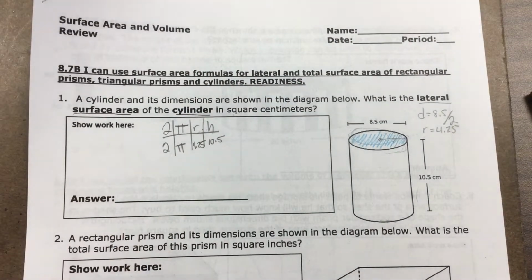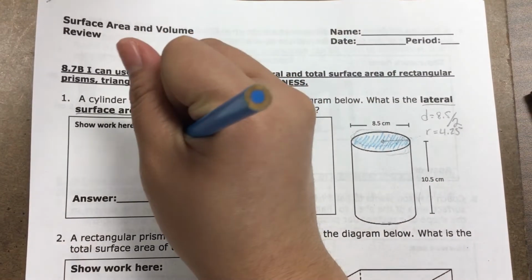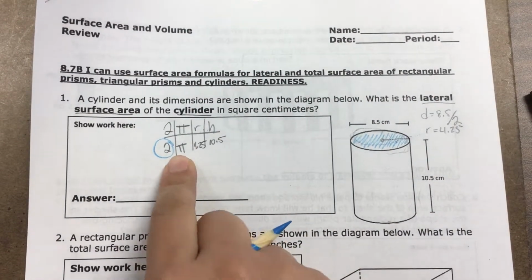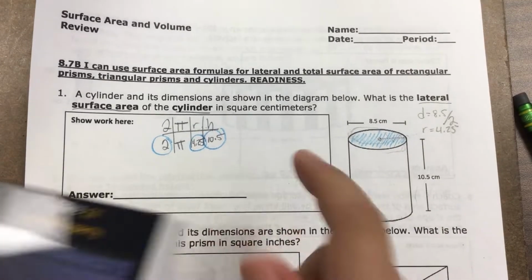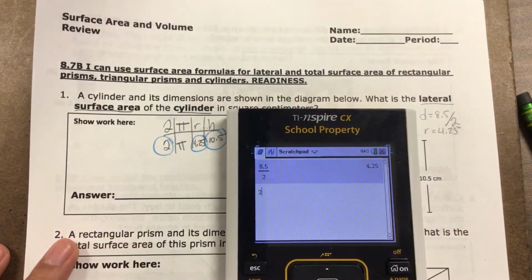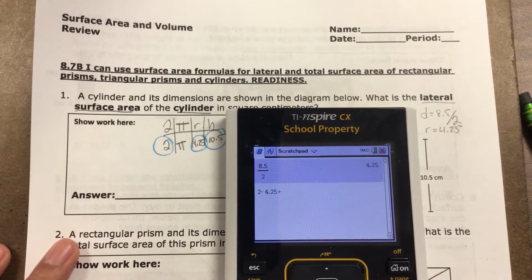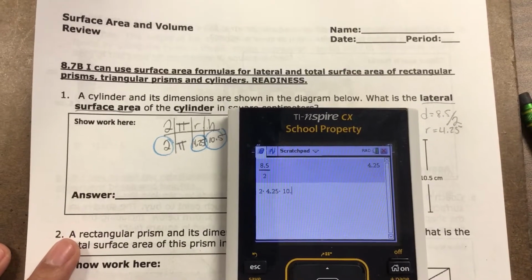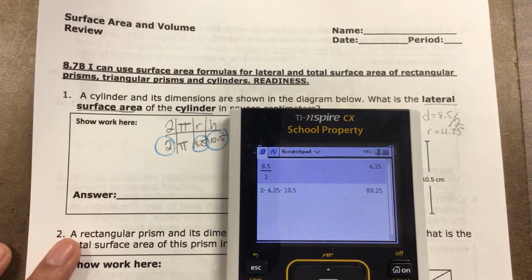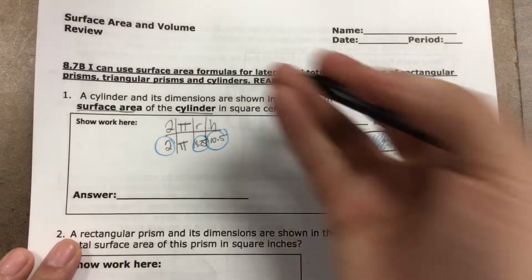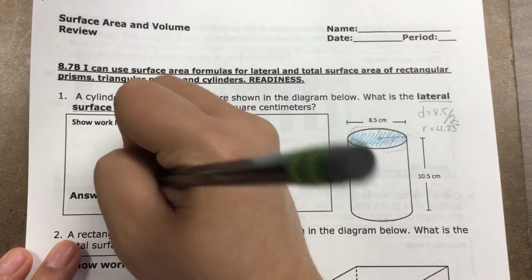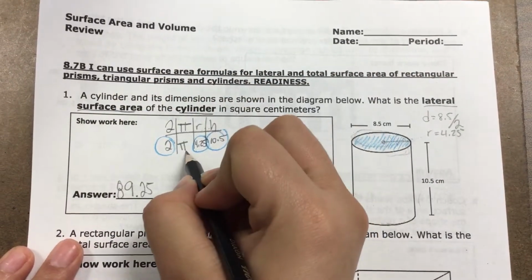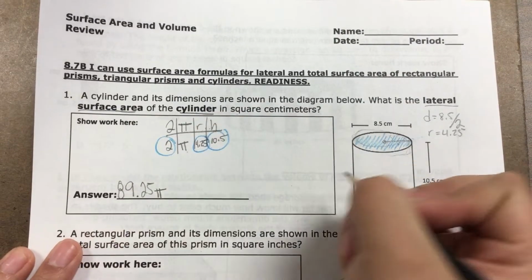Then we're going to go ahead and multiply, but we're going to start off by multiplying the numbers that are not pi to get our exact answer. So 2 is not pi. Pi is pi, so we're going to leave that alone. 4.25 and 10.5. So let's go ahead and multiply these three numbers in our calculator. 2 times 4.25 times 10.5, click enter, and we end up with 89.25. So our answer is 89.25. We didn't multiply by pi, so we still have to add pi.